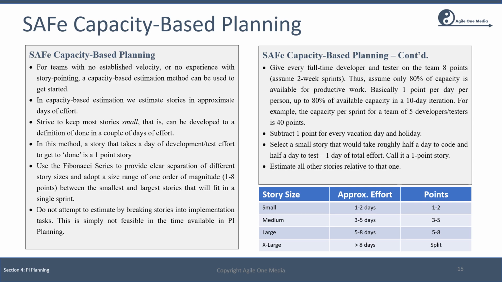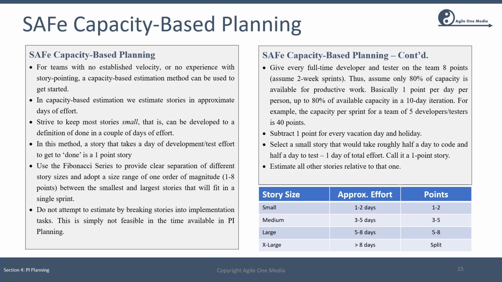In the method, a story that takes a day of development test effort to get to done is a 1-point story. So 1 day of effort equals 1 point. It's as simple as that. We use the Fibonacci series to provide clear separation of different story sizes, and we also adopt a size range of 1 order of magnitude, that is between 1 and 8 points between the smallest and largest stories that will fit in a single sprint.